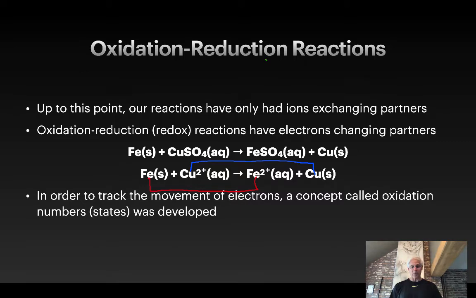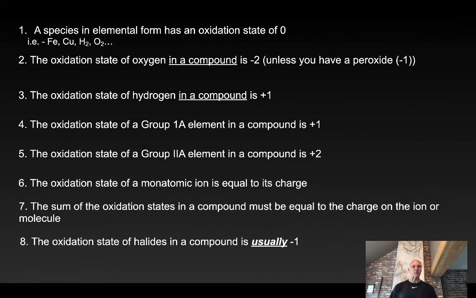and we ended up with an iron ion and a copper atom. Okay, so in order to track that movement of electrons in more complex systems or reactions, we've developed a concept called oxidation states or oxidation numbers. So one of the things that we have to do is learn how to assign oxidation states or oxidation numbers to our various atoms and ions in an entire reaction. You don't just assign an oxidation number to a molecule, you have to assign it to each individual atom that is taking part in a reaction.